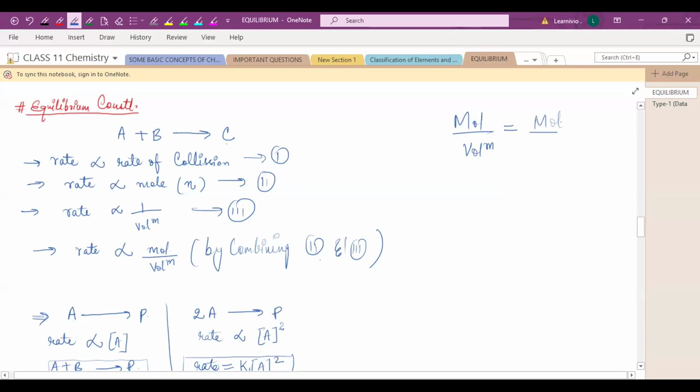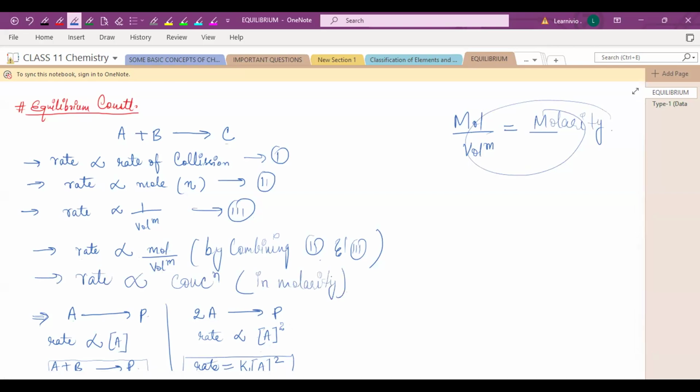Molarity is the number of moles per unit volume. So mole upon volume is a concentration, and rate is directly proportional to concentration. Concentration should be in molarity. How does the rate of reaction depend on concentration? Directly proportional. So when the concentration increases, the rate will increase and vice versa.